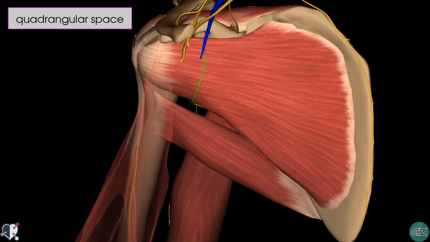Looking at the boundaries, we can see laterally here we've got the surgical neck of the humerus. Superiorly, we've got the subscapularis muscle, the inferior border. Medially, we've got the long head of the triceps brachii muscle. And inferiorly, we've got the superior border of the teres major muscle.